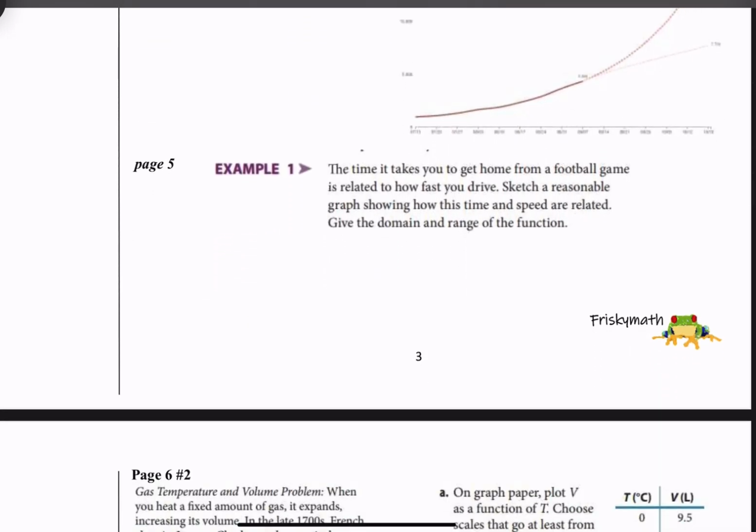The time it takes you to get home from a football game is related to how fast you drive. So the faster I drive, the less amount of time it's going to take me to get home. I think that's pretty intuitive, right? The slower I drive, the longer it's going to take me to get home. The distance is the same. Doesn't matter. From the school to my house, for example, is 20 miles. So if I go 20 miles per hour, it's going to take me an hour to get home.